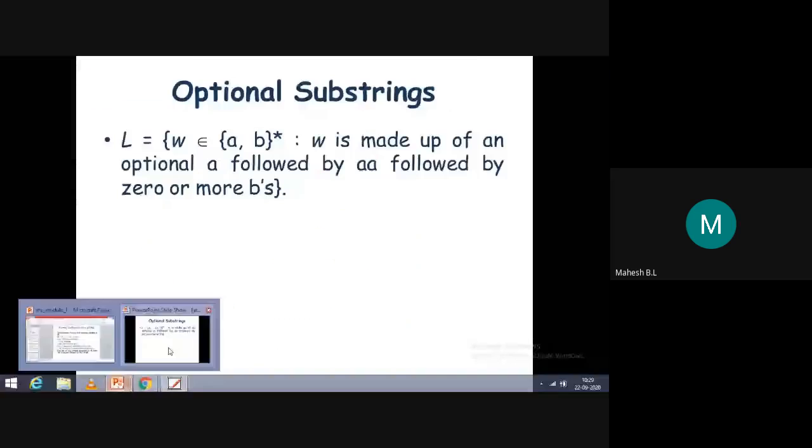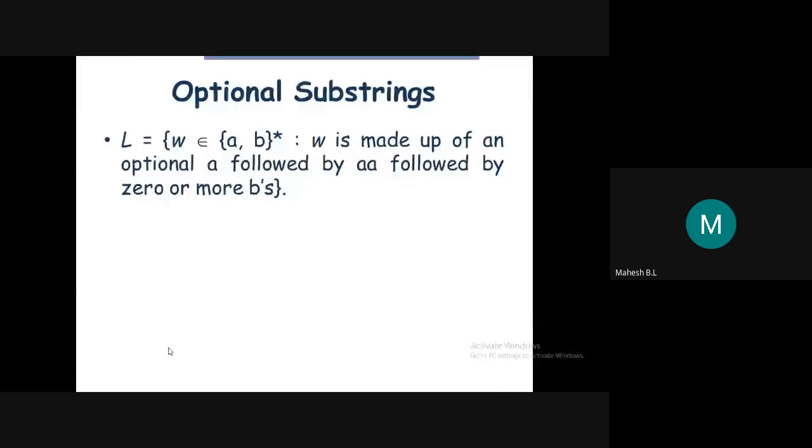Okay. So under this non-determinism, we'll consider a few examples. The first one is optional substrings. See, now with the NDFSM, you can develop the finite state machine very easily compared to DFSM. You'll understand how with examples.